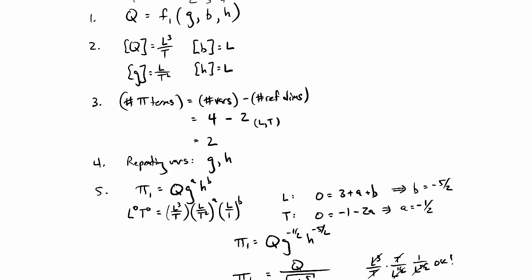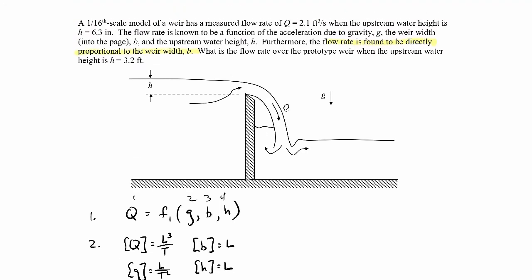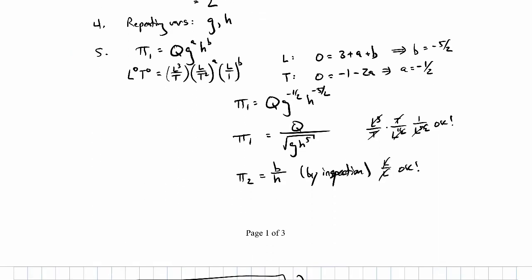Let's go back up to the problem statement. And we're asked to find what is the flow rate over the prototype weir when the upstream water height is 3.2 feet. We do know the flow rate when h is 6.3 inches and we have a 1/16 scale model. So we can go ahead and make use of this information.